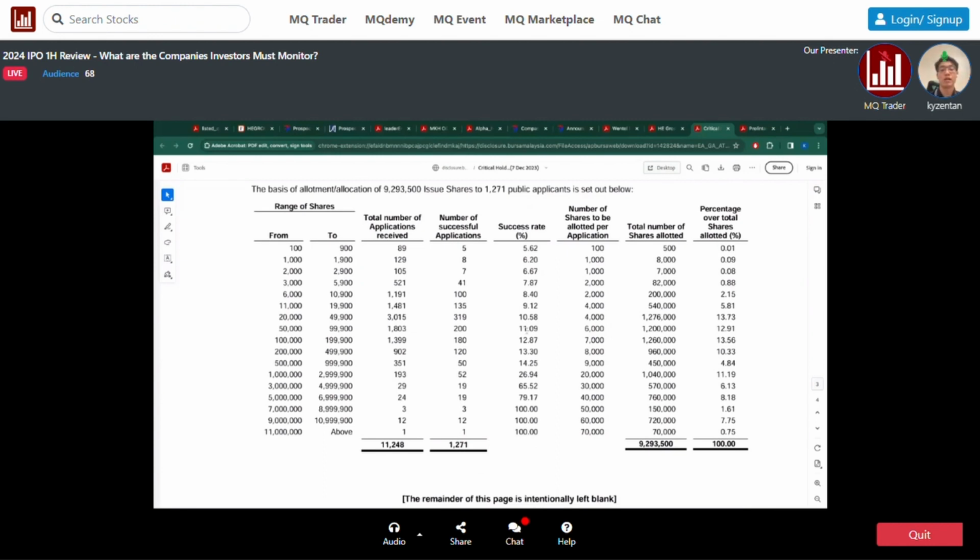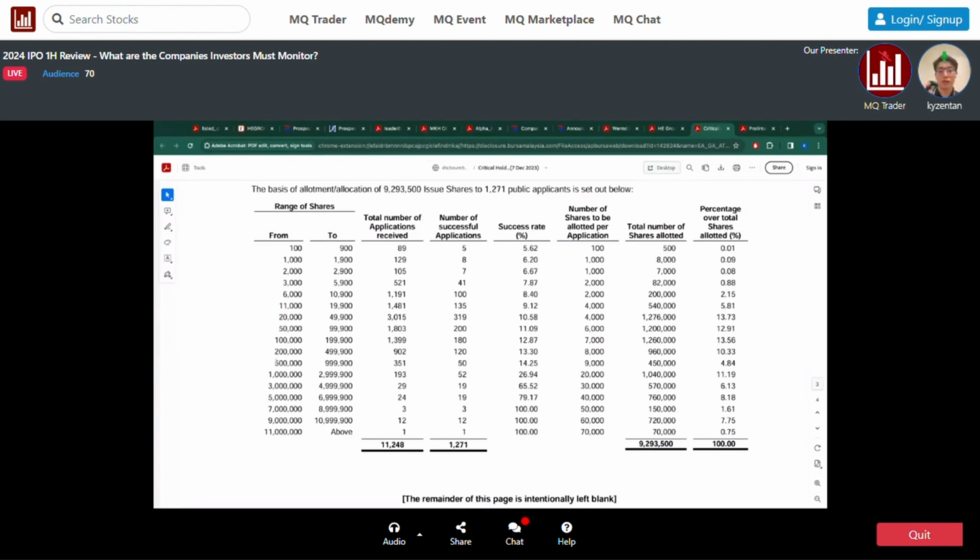Of course, generally speaking, the more money you have, the higher rate you can get. But if you look at the allotment of shares, right? That means that if you subscribe for 3,000 to 5,900, it doesn't matter. You still get 2,000 units. If you subscribe 20,000 to 49,900, it doesn't matter. You still get 4,000 units. Okay, and the success rate is actually quite similar. But again, a 1% increase is also quite important, unless you're a very lucky person.